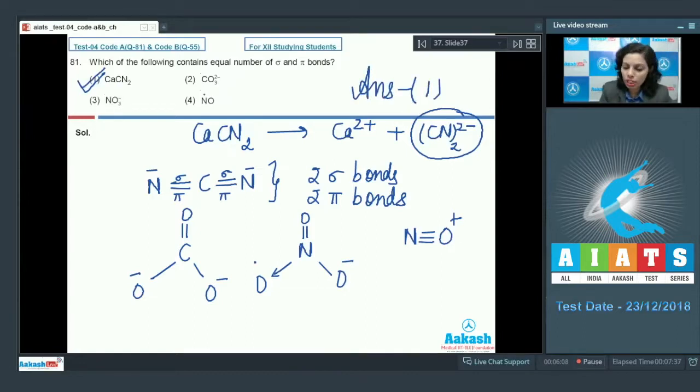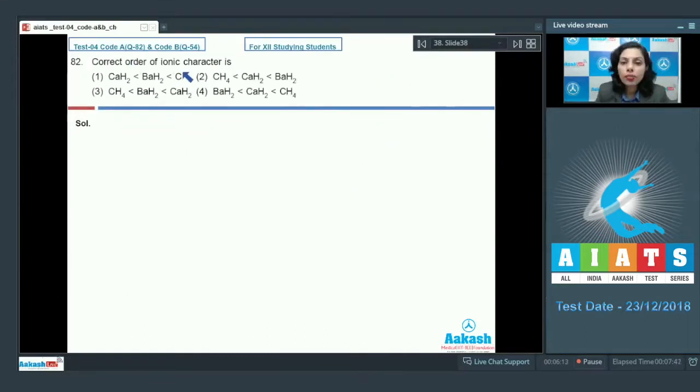Now let's take question number 82. Correct order of ionic character is, we have hydrides of different elements: calcium hydride, barium hydride, and hydride of carbon, that is methane. Similarly in all these options it is same, but we have to arrange these 3 compounds on the basis of increasing ionic character. If we talk about methane, that is CH4, it is a covalent compound. This bond is formed by sharing of electrons, so all the bonds are covalent bonds.